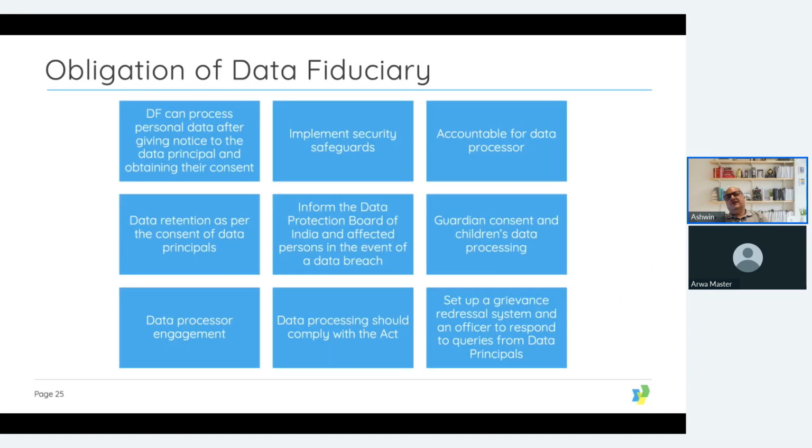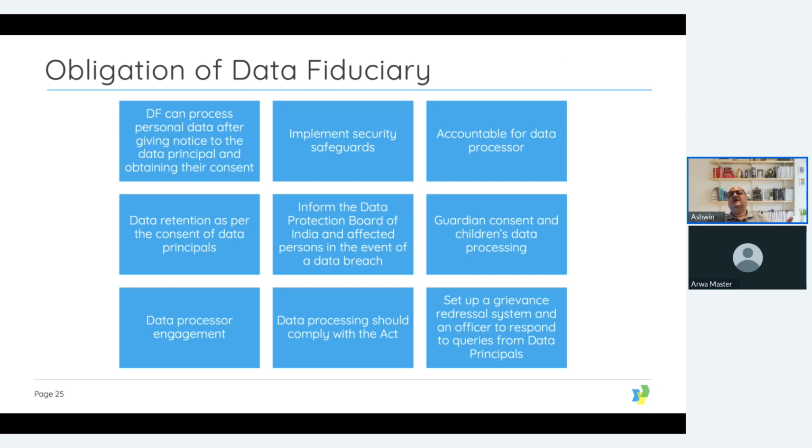So data fiduciary is a data controller also in terms of GDPR and in terms of the ISO. So they can process personal data for lawful reasons after obtaining the specific consent. GDPR calls it explicit consent. Here we are talking of specific, unambiguous consent. Data fiduciary will need to implement safeguards. They will need to be accountable. They will need to observe storage limitation as per the consent. They will have to only collect minimal data as required for specific purposes.